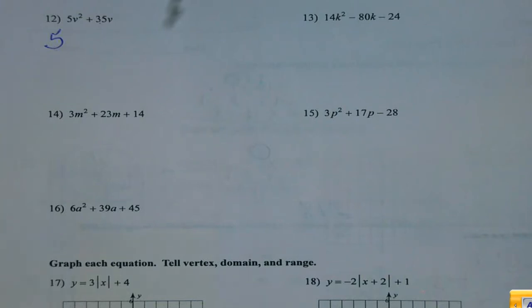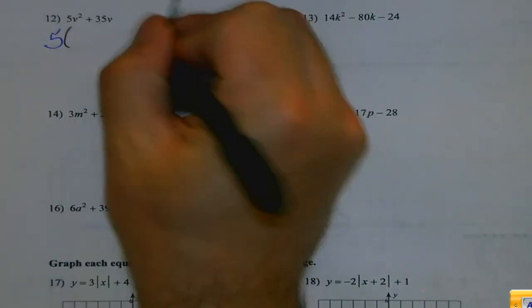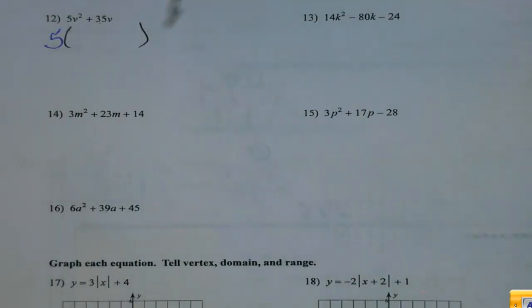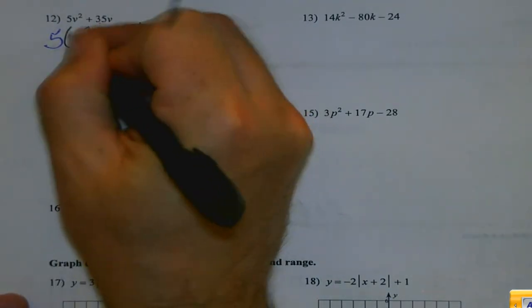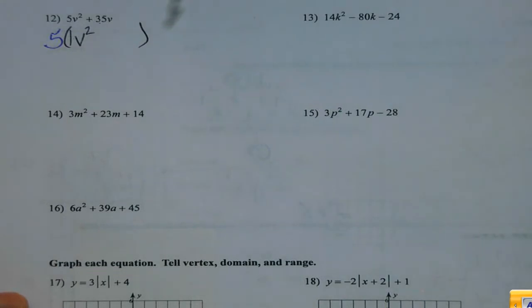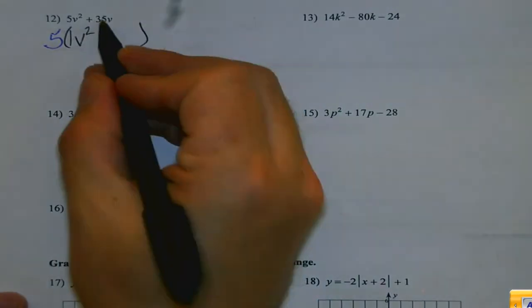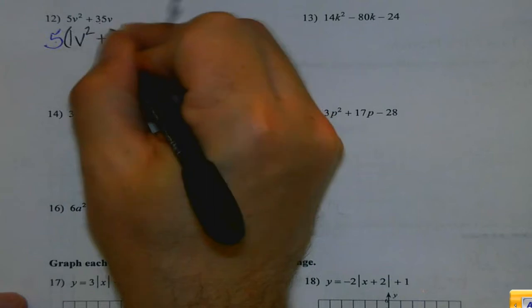Now, let's say that's the only thing you see. Even though there's more, but let's say that's all you see. So you make your parentheses. And you're like, well, 5 divided by 5 is 1. So I can put v squared, or if I want to put a 1v squared, I could. And you're like, 35 divided by 5 is 7v.